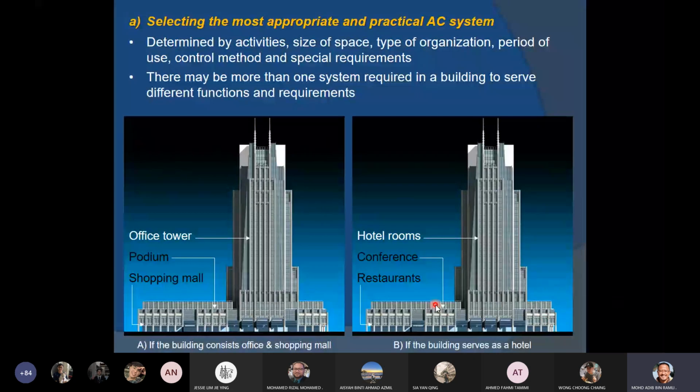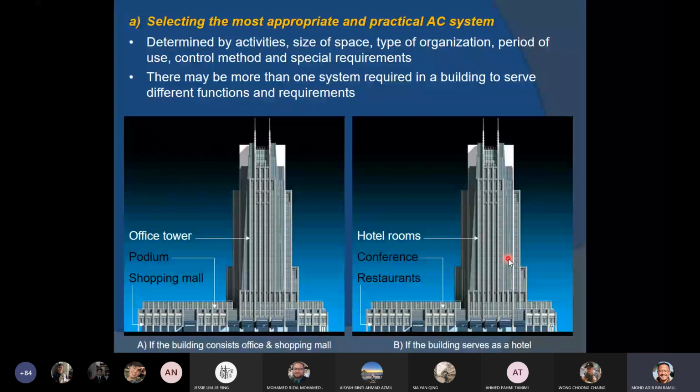But for the conference, normally in a hotel, you have several conference rooms, right? So you need to be able to control each room, because not all the conference rooms will be used at the same time. Okay, so maybe you should be able to turn on and off the aircon for each of the conference rooms independently.